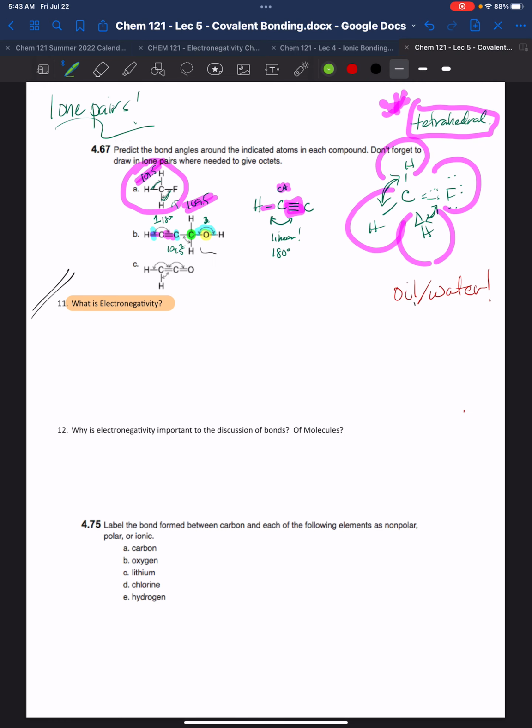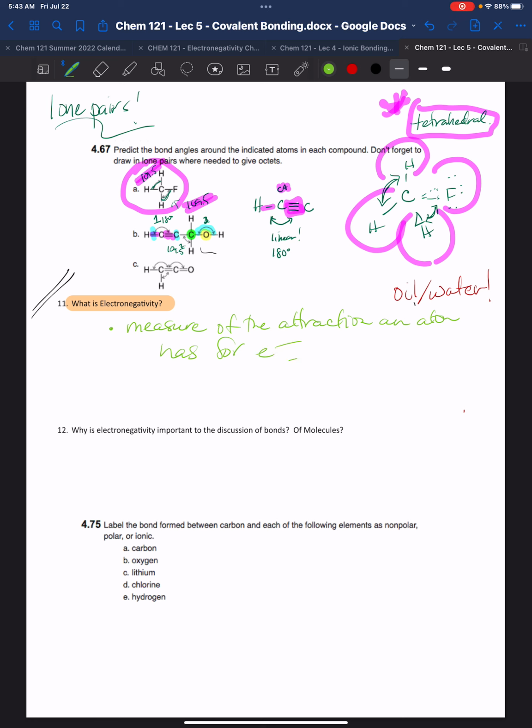So we'll just write that definition down. Electronegativity is the measure of the attraction an atom has for electrons. Not good English, but that'll do.